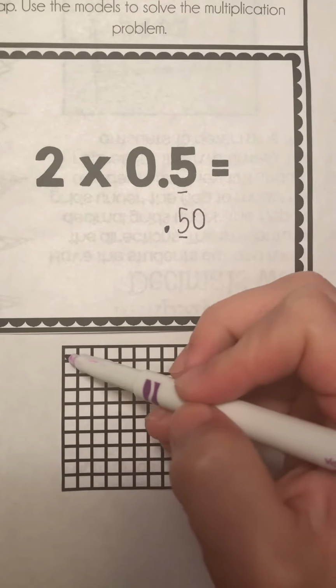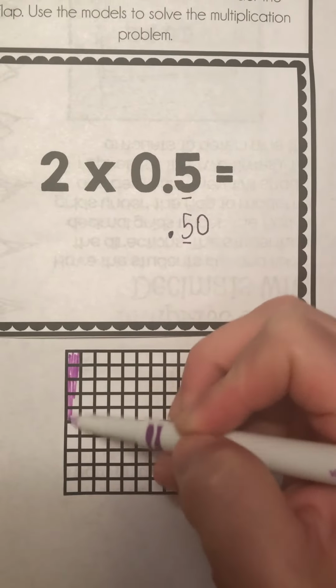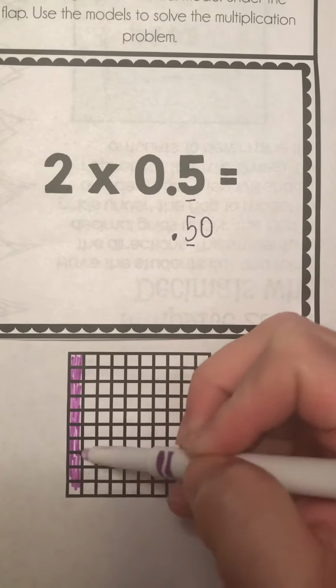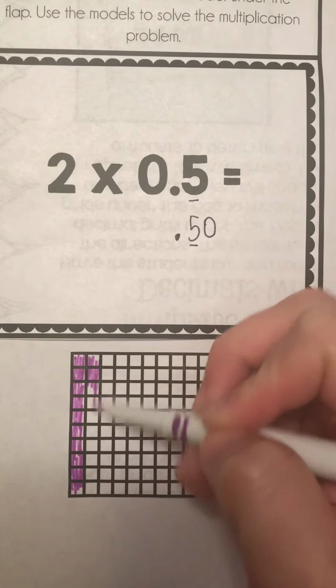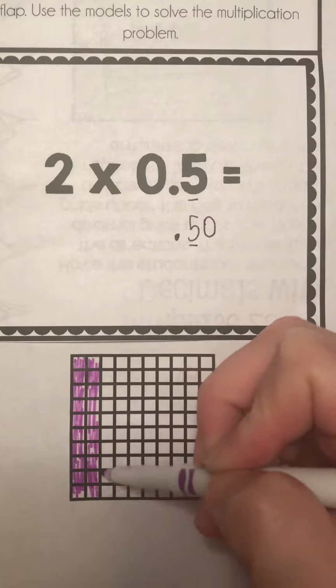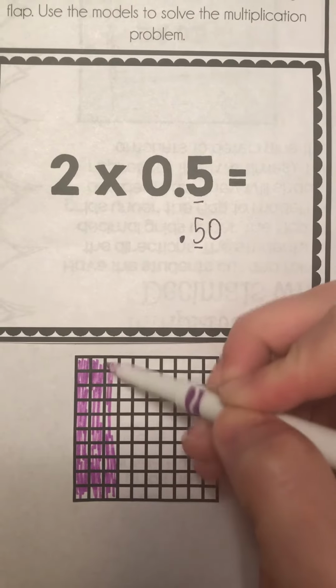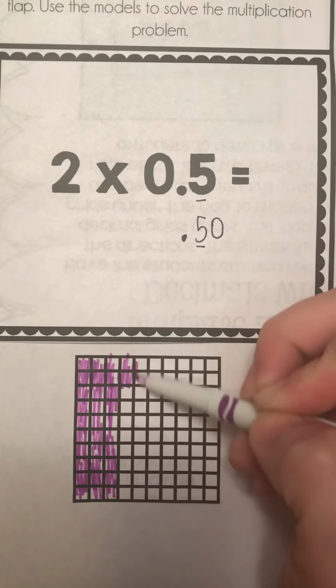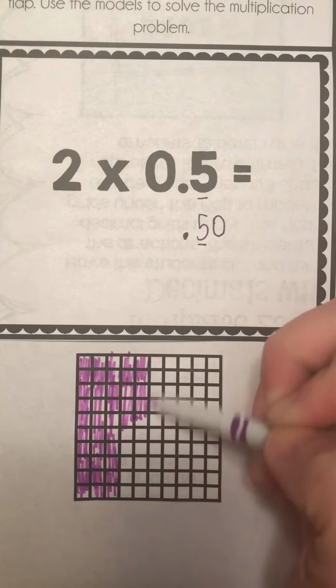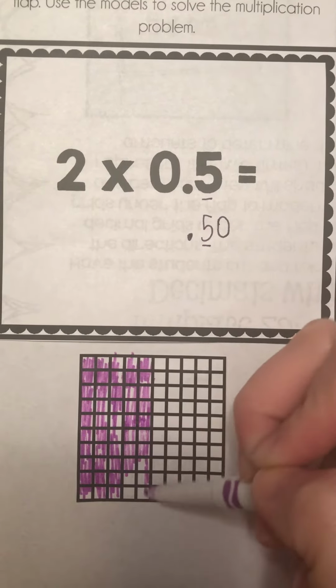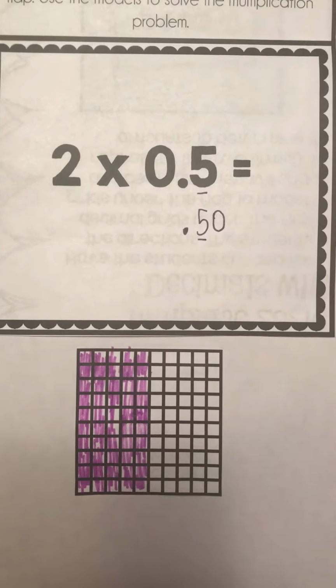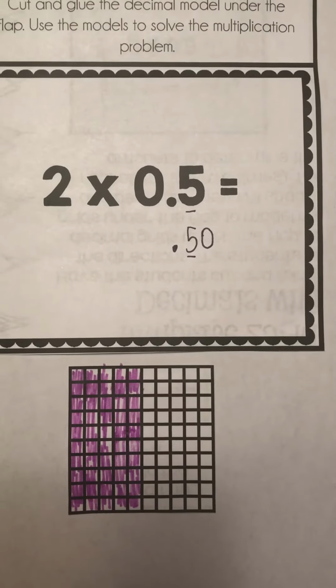So in a picture, it's just coloring in. For my 50, I would color in one set of 50. It doesn't have to be perfect, just so that I can see 50. So there's one set of 50 hundredths.